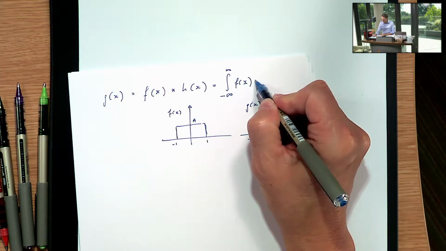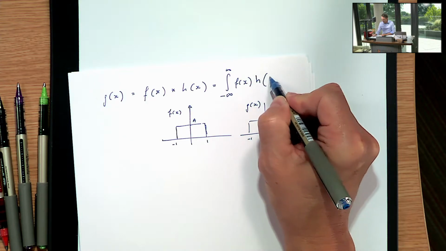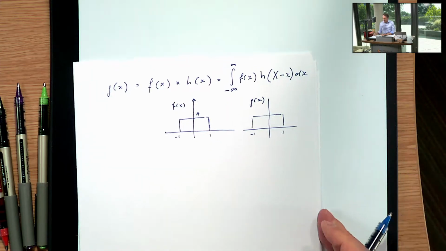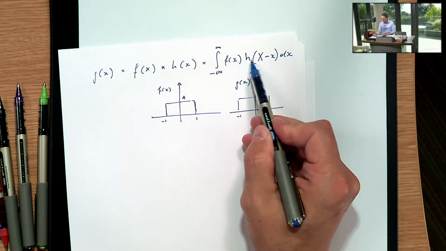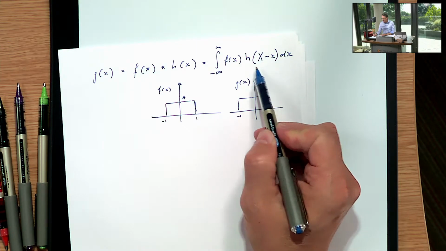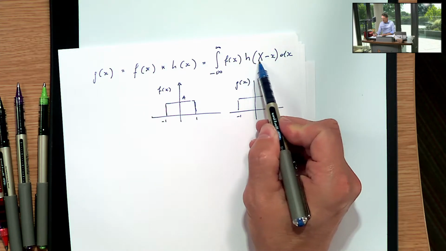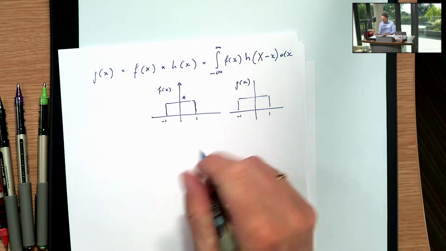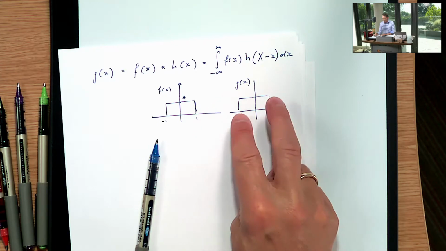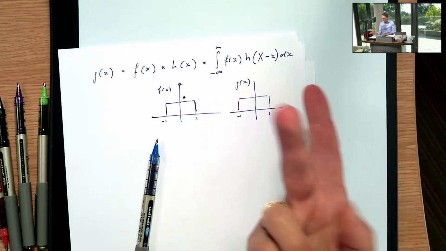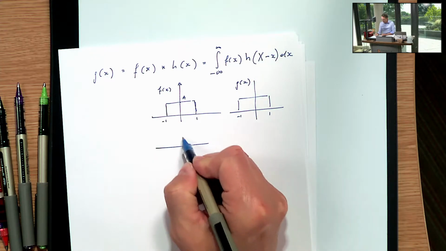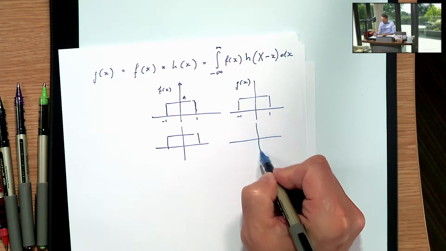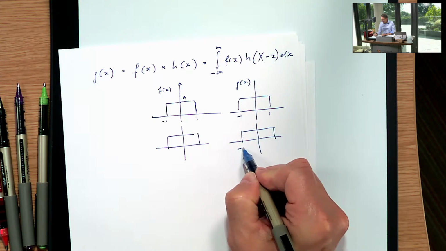f of x times h of big X minus x dx. So the first thing we could do is we set big X to 0, so there's 0 shift, and so we just take h of minus x. So that's actually the same thing as flipping that function. But of course, for a rectangle function, h of minus x is the same as h of x. So, but let me just draw it anyway.